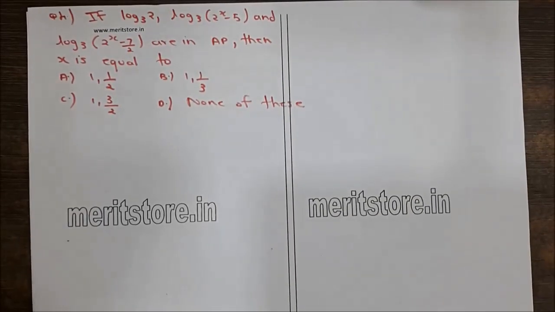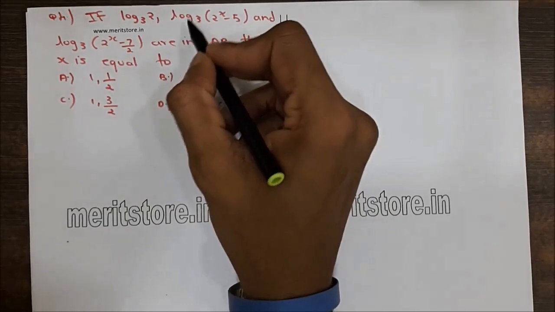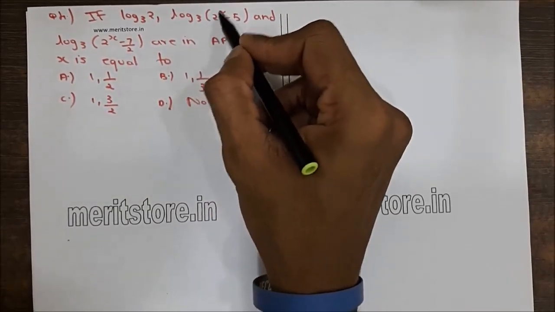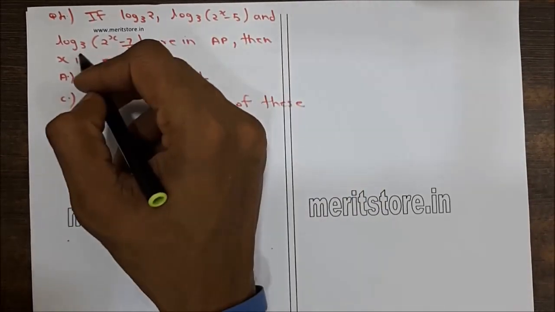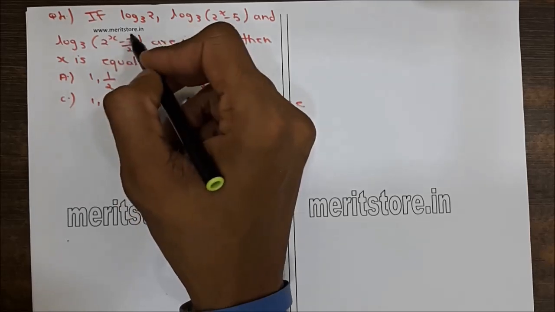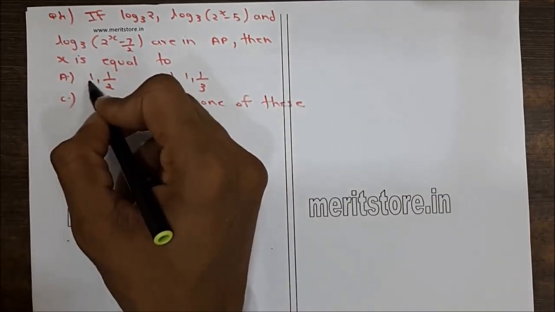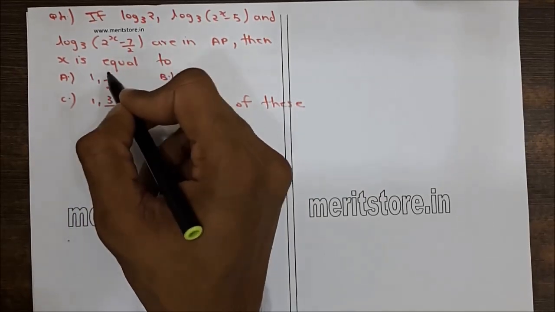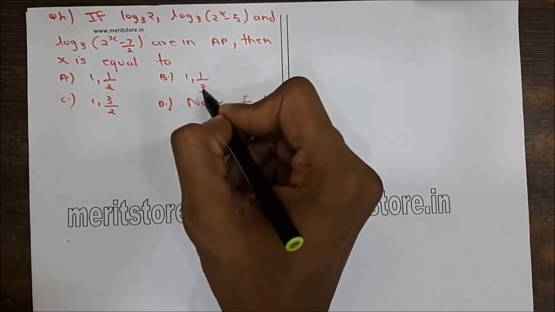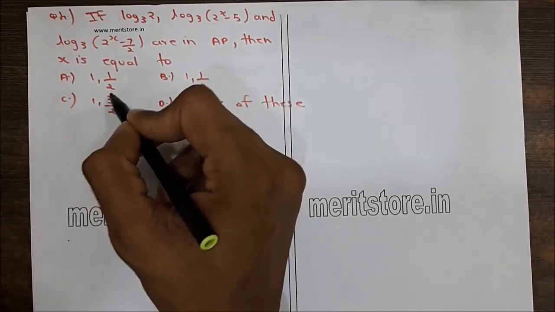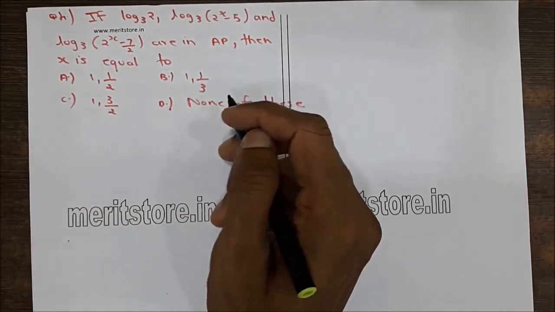Question 4. If log to the base 3 of 2, log to the base 3 of (2 raised to x minus 5) and log to the base 3 of (2 raised to x minus 7 by 2) are in AP, then x is equal to? We have four options: A 1 comma half, B 1 comma 1 by 3, C 1 comma 3 by 2 and D none of these.